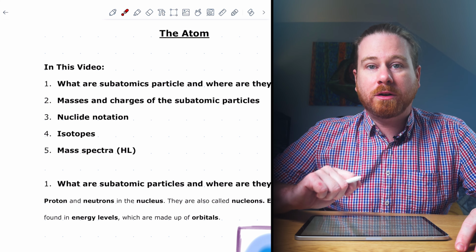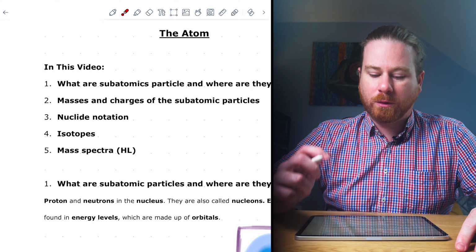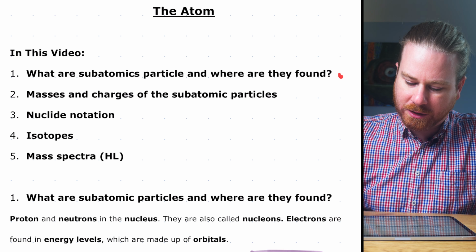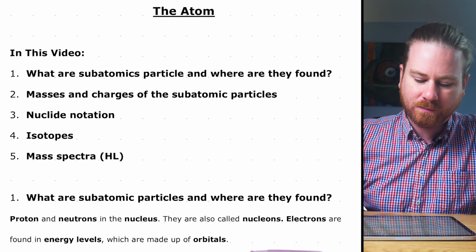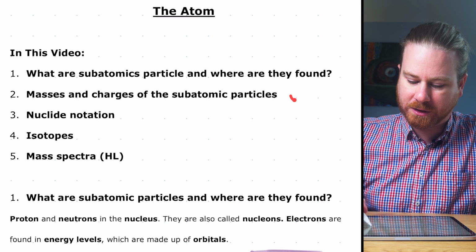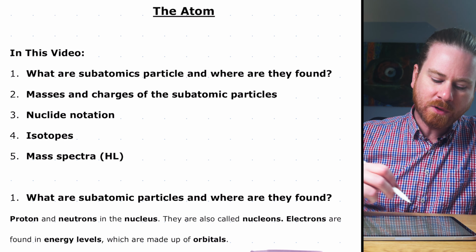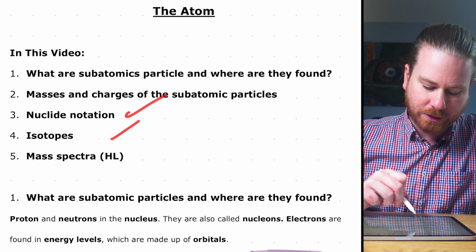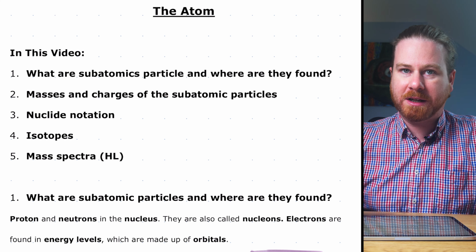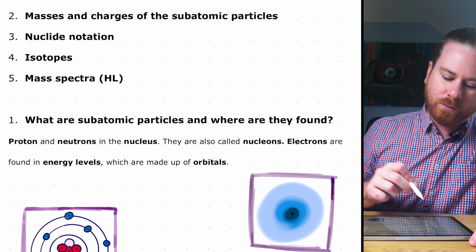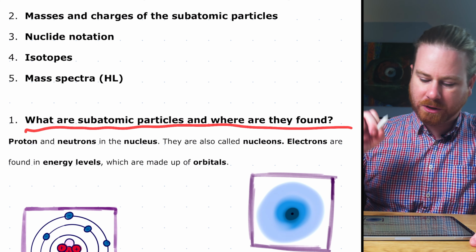This is so you can make your own notes as we go through today's topic, which includes what the subatomic particles are and where they are found, masses and charges of the subatomic particles, nuclide notation, isotopes, and mass spectra. So, what are the subatomic particles and where are they found?